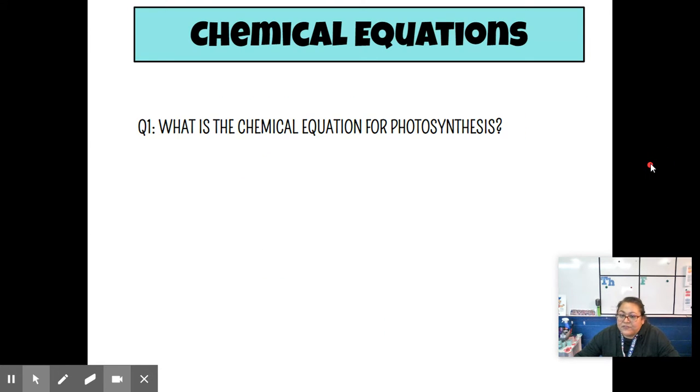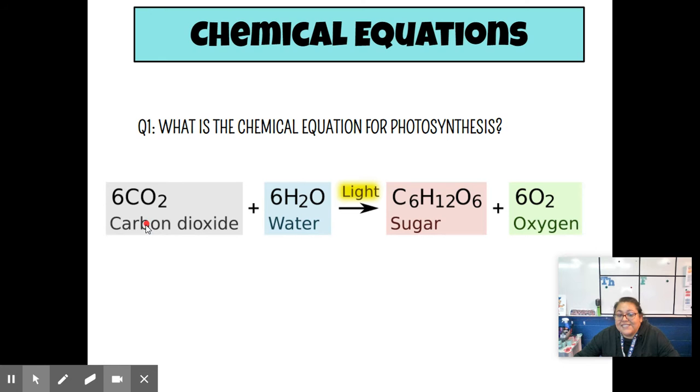What is the chemical equation for photosynthesis? Who remembers the chemical equation for photosynthesis? If you don't, there it is. 6 carbon dioxide molecules react with 6 molecules of water. The sun helps to facilitate this reaction. It is the catalyst that makes this reaction take place. You yield a molecule of sugar and 6 oxygen molecules.